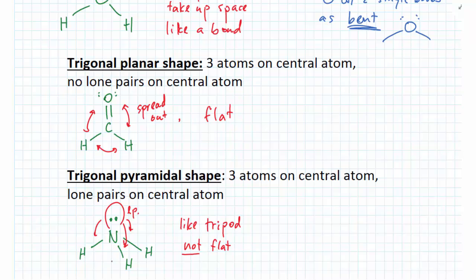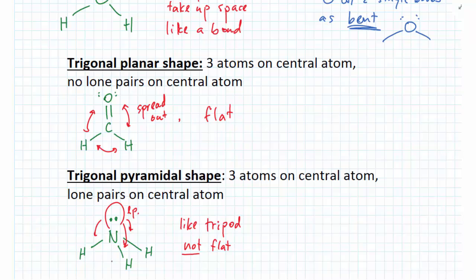Okay? Now look at my descriptions up there. Trigonal planar is 3 atoms on the central atom, but no lone pairs on the central atom. Trigonal pyramidal, 3 atoms on the central atom, but yes, lone pairs on the central atom. Okay? In this case, it's just one lone pair.